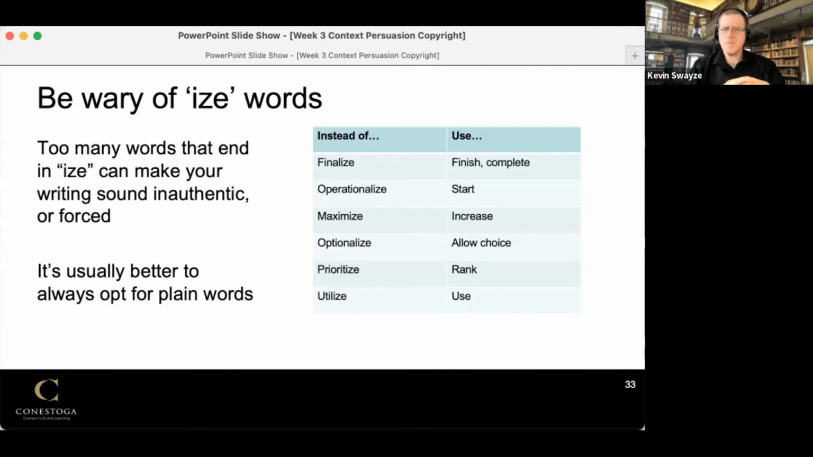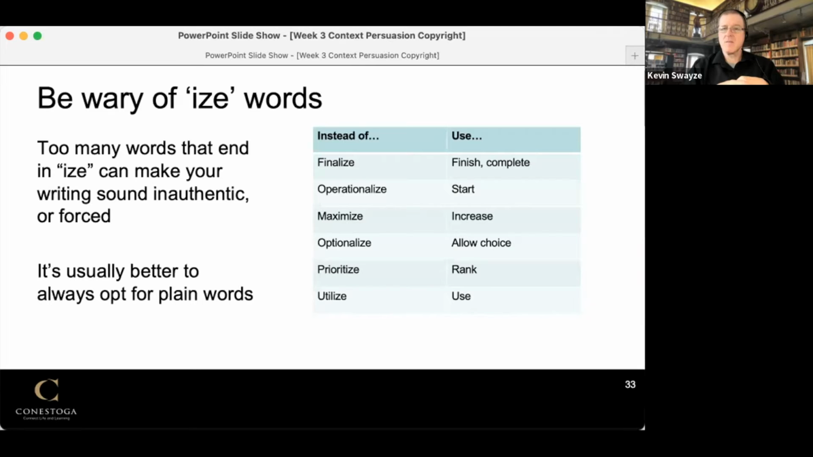Optionalize, optionalize. That's four syllables. It's also awkward for English. Even native English speakers would have trouble saying that word because of the way it's constructed. In that case, I would actually use two words: allow choice. Allow has two syllables, choice has one. It's simplified. Even though it's two words, it actually simplifies the sentence.